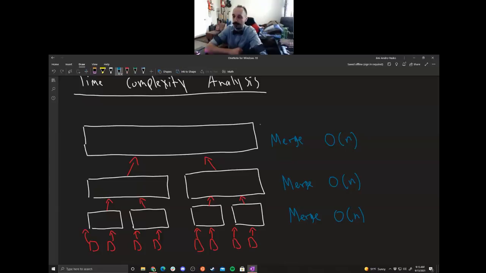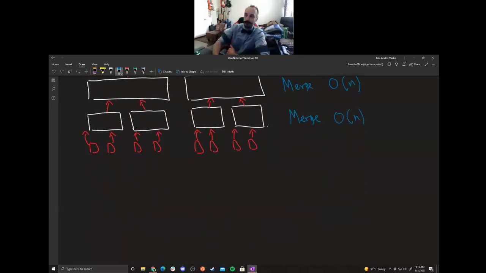And then the question is, well, how many levels do we have? Well, we have to divide the list in half every single time until we hit 1 or 0. And there's a very nice function that models that behavior perfectly. If you guessed logarithmic, you'd be correct. So it's going to be log base 2 of n number of levels. And at each level, we do a merge operation, O of n. So there's your answer. Let's go ahead and write this out.